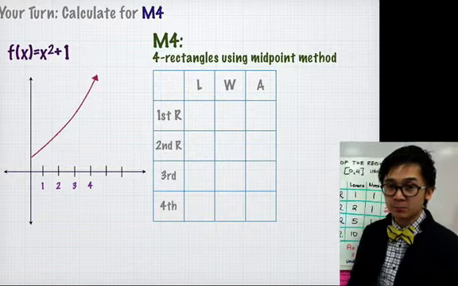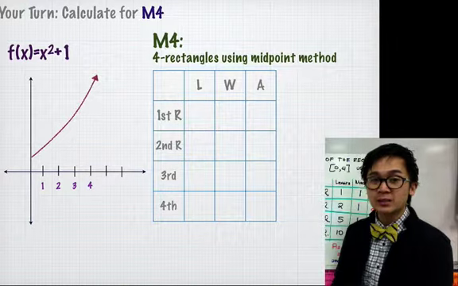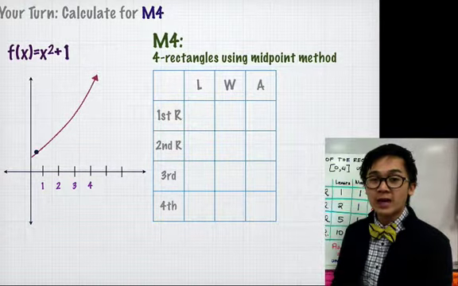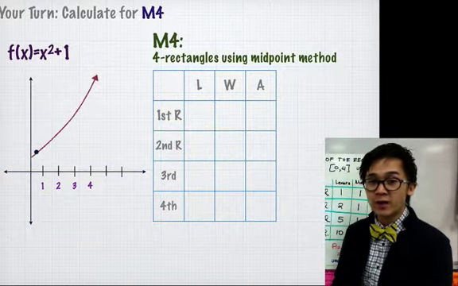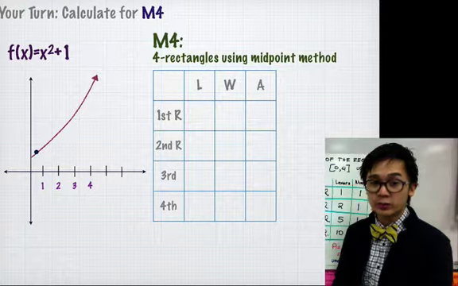So, kailangan natin mag-table. So, yung length natin maiiba na. So, this time, yung length natin magsisimula sa gitna. So, ang gitna ngayon ng 0 and 1 is 0.5. So, kung yung 0.5 ang gagamitin mo as a value of x, yung height nyo, which is yung value ng y nyo, will now be equal to 1.25.